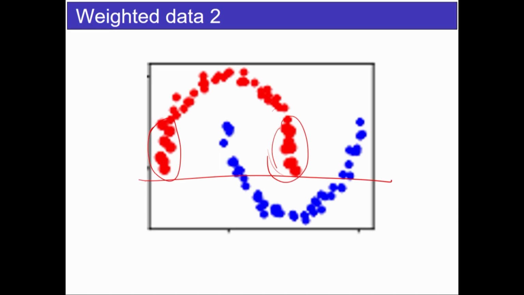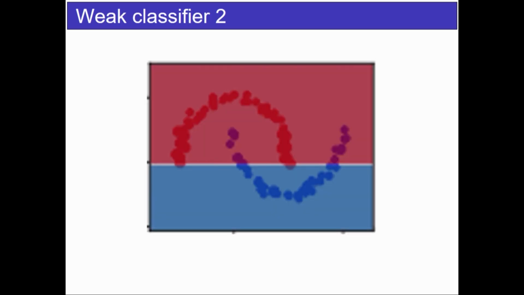Once again, a horizontal line will work, but now you do the other thing. In the previous one, you drew it upper and classified everything above as red and everything below as blue. Now you do the reverse. That's what you will learn. And now, okay, what have you gotten wrong now? These you have gotten wrong. So the weight of these must increase.